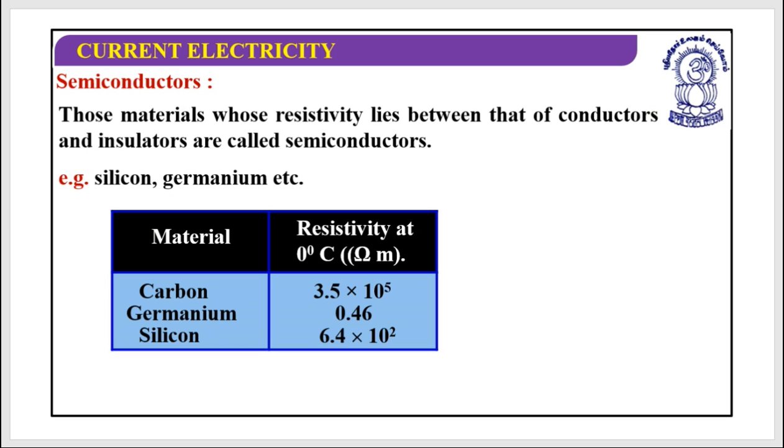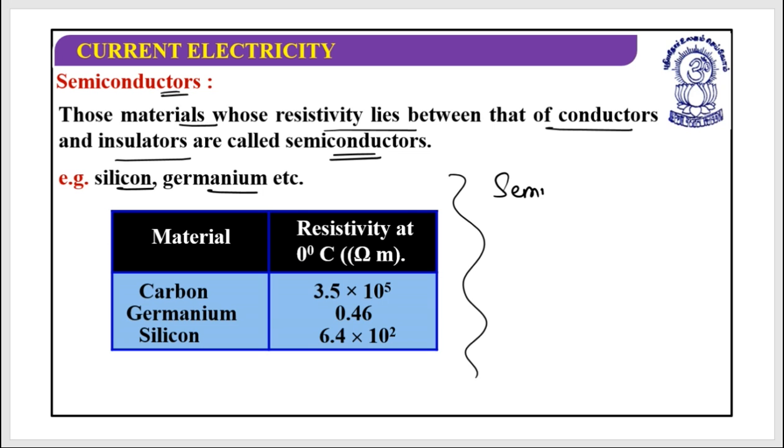Semiconductors are those materials whose resistivity lies between that of conductors and insulators. Silicon, germanium, etc. can all be classified as semiconductors. We are going to learn about semiconductors in detail in the unit called Semiconductor Electronics, a very important topic for the NEET or JEE examinations, so we will learn it in more detail at that time.